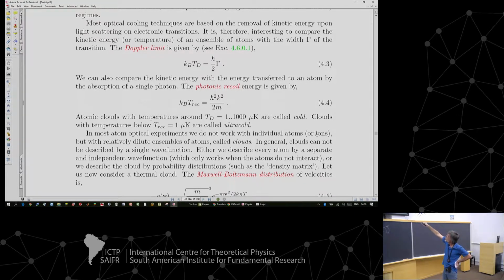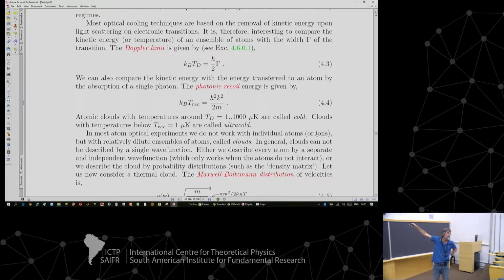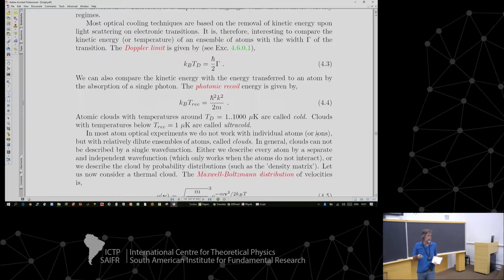And then there's another typical temperature scale, which is the recoil limit. So this here is the kinetic energy. You see here h bar k is p, so it's a momentum. So p squared over 2m is the kinetic energy of an atom. So if you use this formula, h bar k squared over 2m, then this is the kinetic energy that an atom has after having absorbed a single photon. So let's assume initially your atom is at 0 velocity. It absorbs a single photon, then it achieves some velocity and some kinetic energy, and this is the kinetic energy that it has.